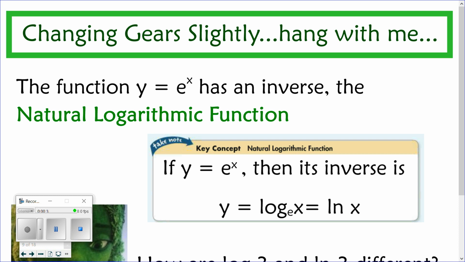Day 2 of section 7.4, Michaela. So we're going to change gears just slightly from what we did yesterday, but it's going to circle back to the same idea. Okay, so hang with me. The function y equals e to the x. Remember, we dealt with e on the first day of this chapter, right?